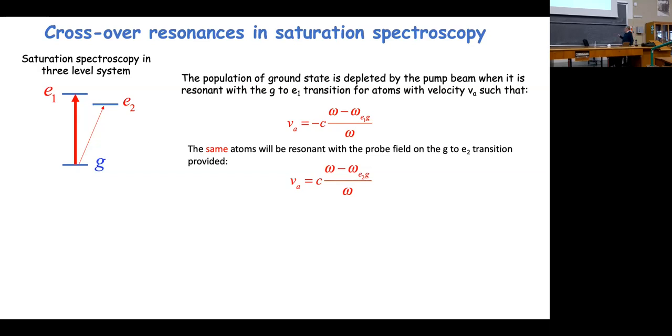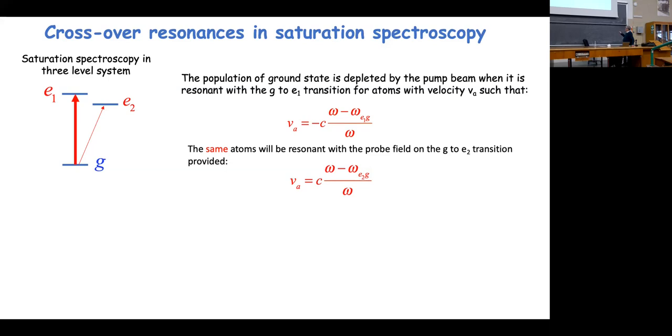Consider what happens if you have 1 ground state and 2 excited states. You see immediately that the population of the ground state is depleted by the pump beam when it is resonant with the G to E1 transition, for instance. So you just write that this is for atoms whose velocity is given by this expression. And the same atoms will be resonant with the probe field on the other transition, provided this condition is fulfilled now. You see, I have changed the sign from minus to plus because these are counter-propagating beams.